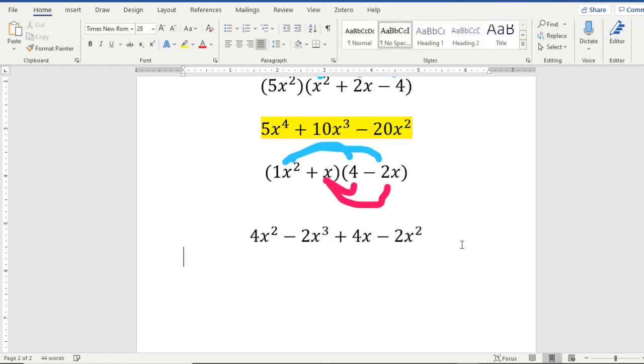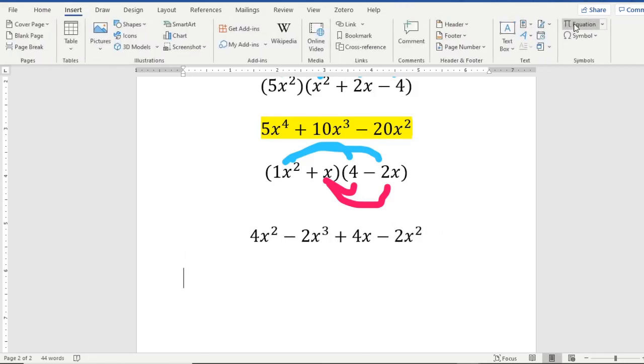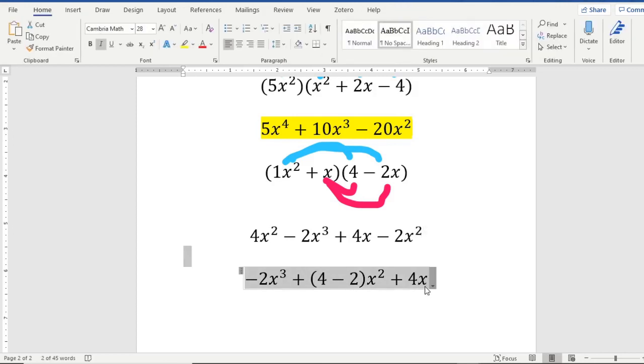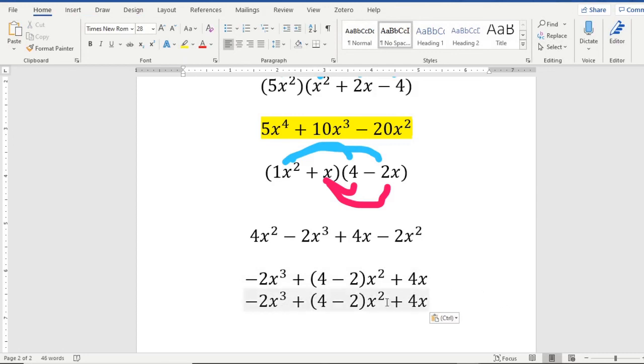So let's start to rewrite this. So the biggest one, negative 2x cubed. Nothing else is like that. So I have plus 4 minus 2x squared. And then I have plus 4x, because that's the only term left. Okay, so now we can simplify this a little bit. What we can do is 4 minus 2, well, that's just positive 2.